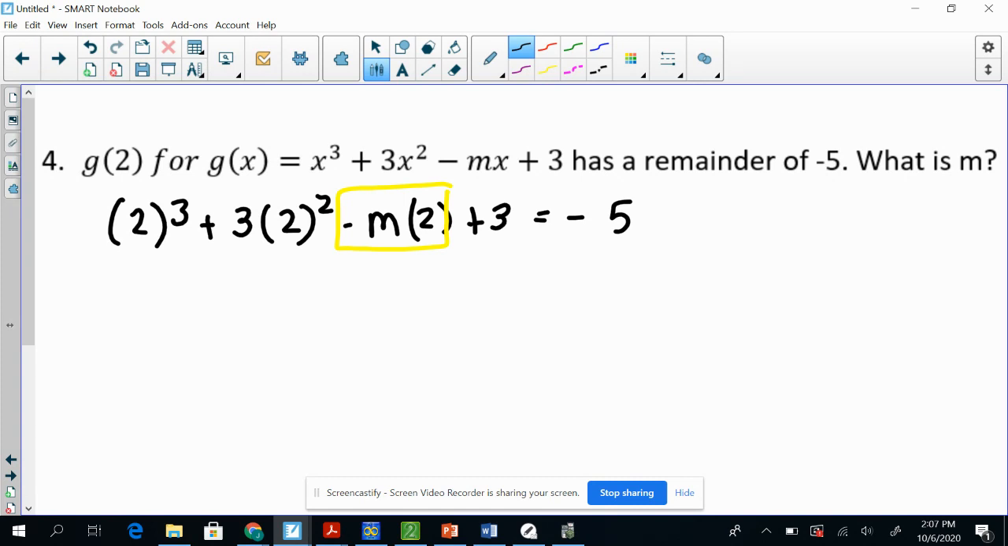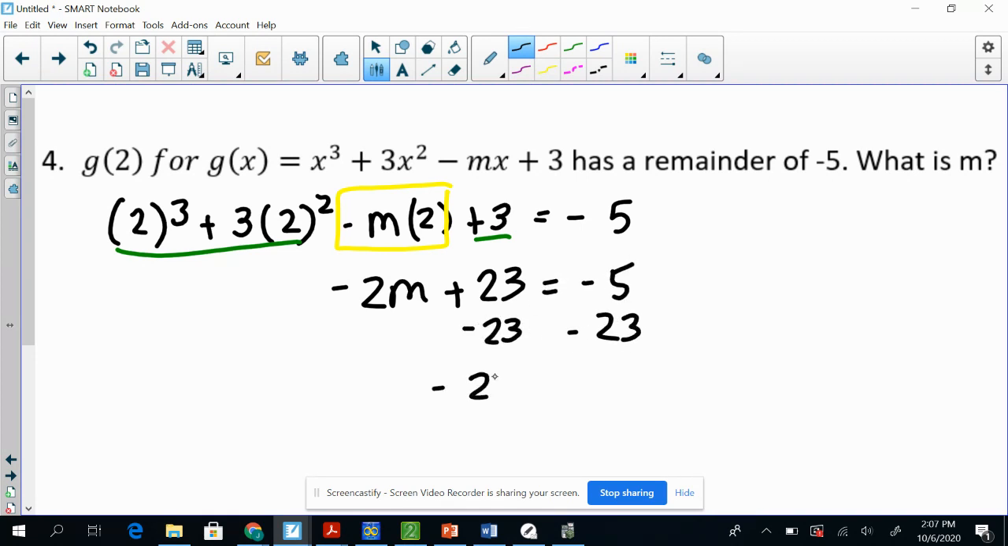Alrighty, so from here, I'm going to rewrite this, we should end up with negative 2m plus 23. So if you plug this and this in, you should get a positive 23 equals a negative 5. So I'm going to subtract 23 from both sides. And that's going to give me a negative 28. Divide by negative 2 on both sides. An m value, again, whatever letter they choose, is going to be 14.